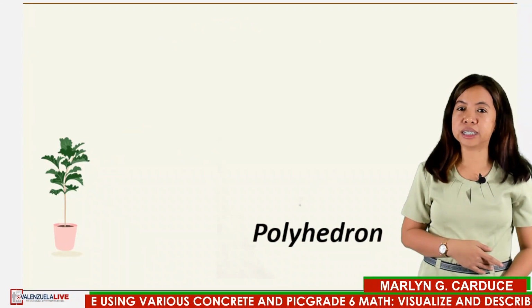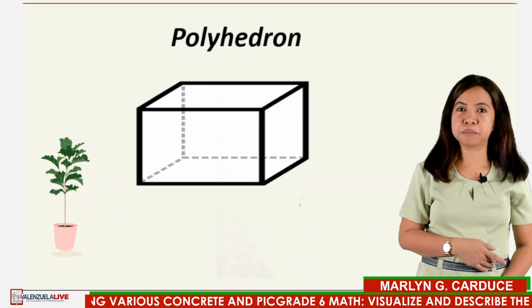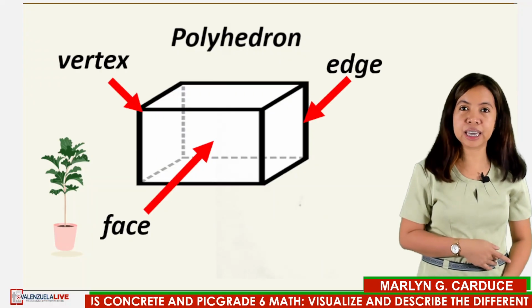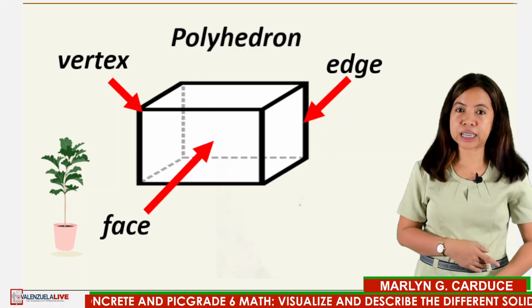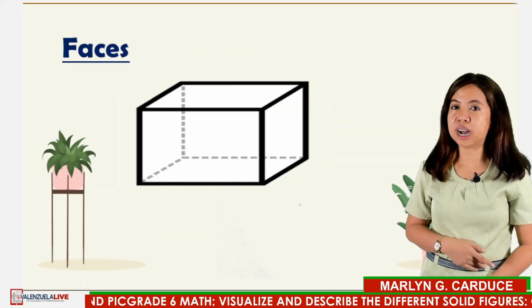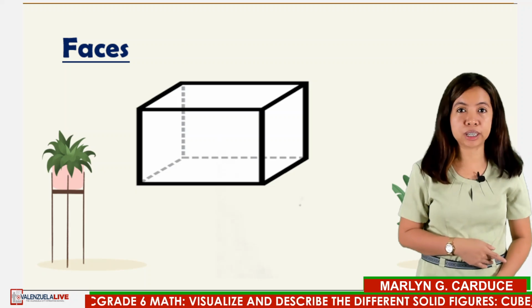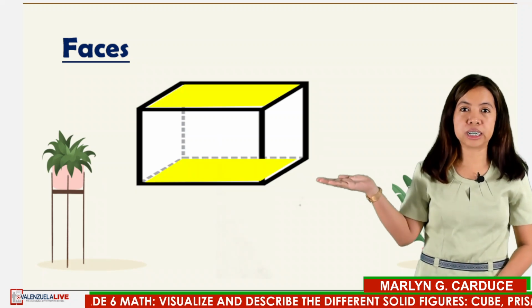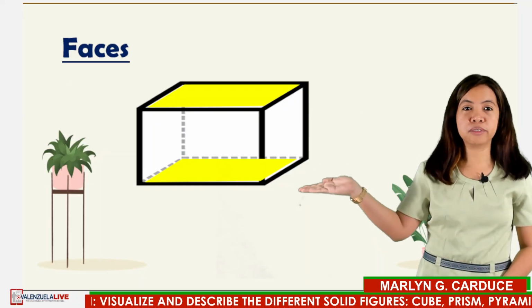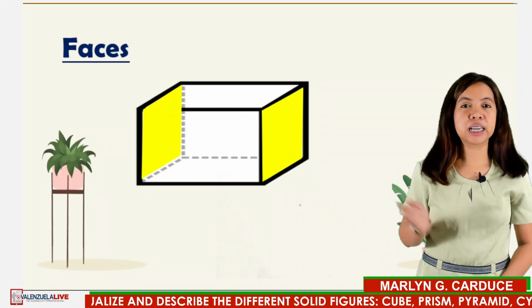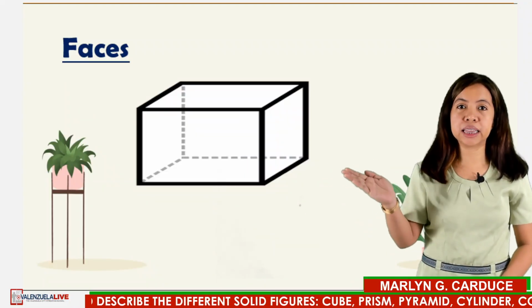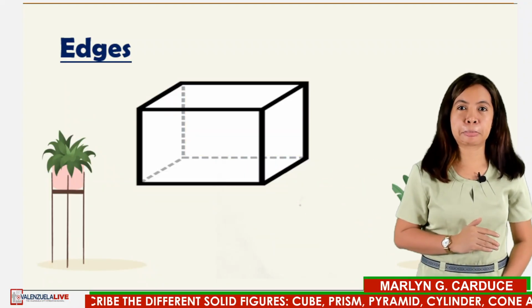A polyhedron has faces, edges, and vertices or vertex. The faces of the polyhedron are polygonal regions or polygons, like in this figure. So we have the top and the bottom faces, the side-to-side faces, and the front face and the back face.